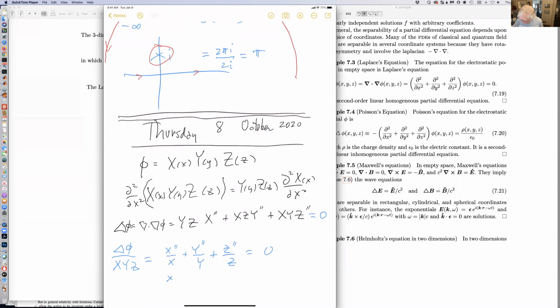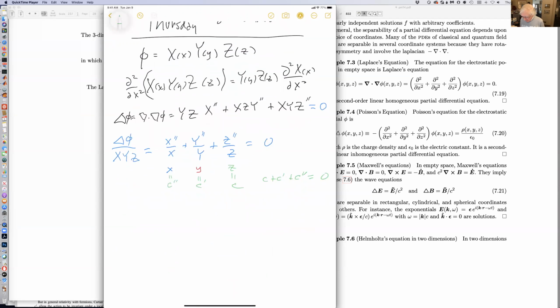This one is a function, say, of y, and this one is a function of z. And the only way that this equation can be satisfied is if this one is a constant, this one is also a constant, and this one is a third constant, such that c plus c prime plus c double prime is equal to 0. So that's how one solves this.